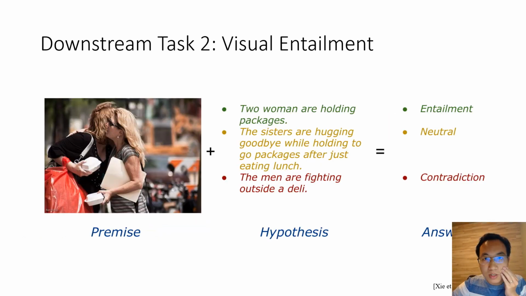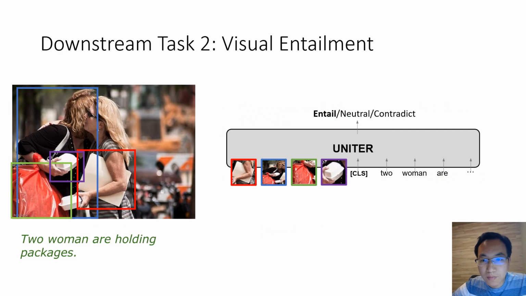Visual entailment evolved from the natural language inference task from the NLP community, and it mainly tests the model's understanding of logical relationships between the image and the text. Basically, we also use the CLS representation to do a 3-way classification task.